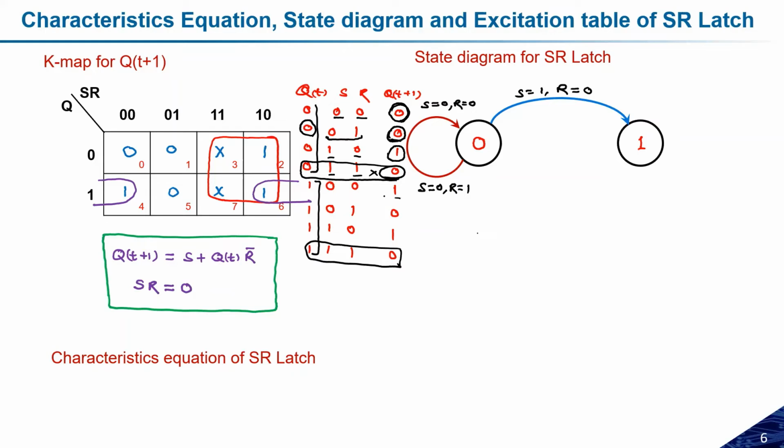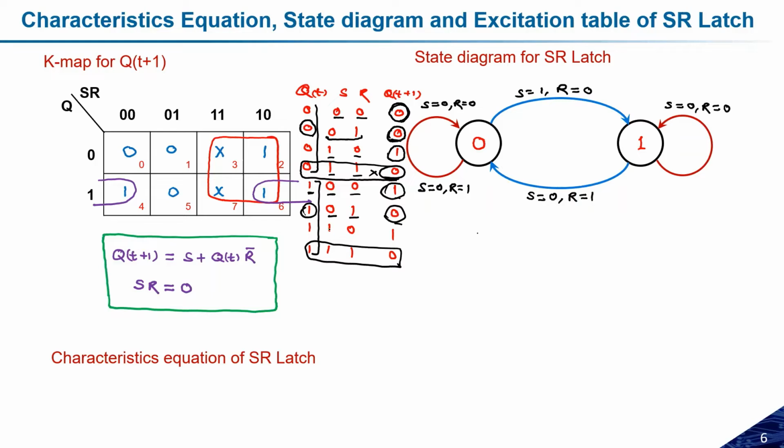Now let us talk about the case where Qt is equal to 1. With S equal to 0 and R equal to 0, I get the same output 1. Next case is 0 and 1. If the previous state is 1, the next state will become 0, from 1 to 0, if S is equal to 0 and R is equal to 1.